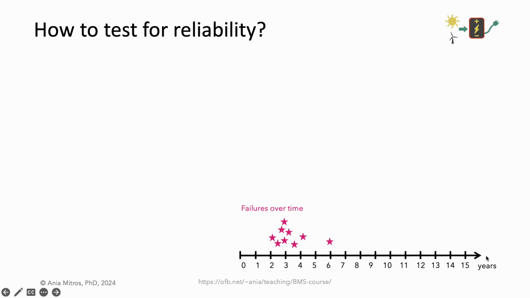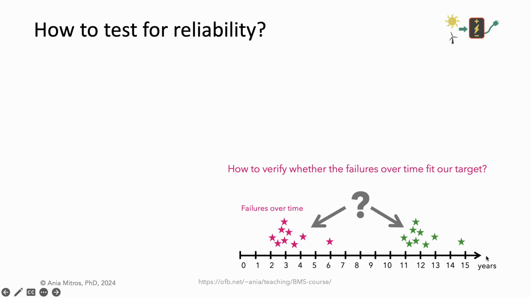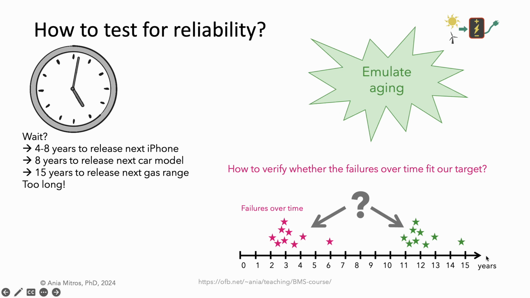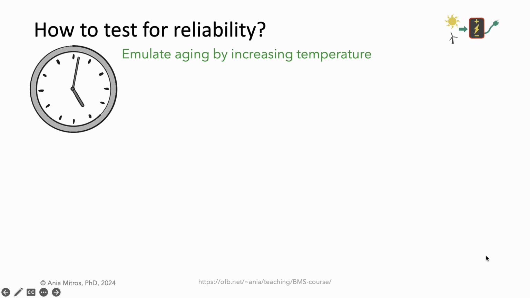Testing is how we verify a design. So, how do we test for reliability? How do we experimentally verify whether the failures over time fit our desired targets? We can't just wait. The product cycle would be far too long. We emulate aging. We emulate aging by increasing temperature.